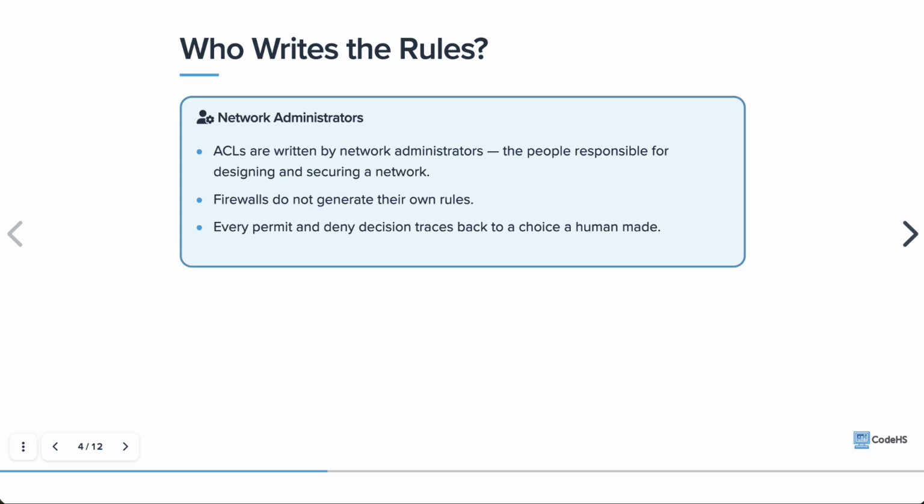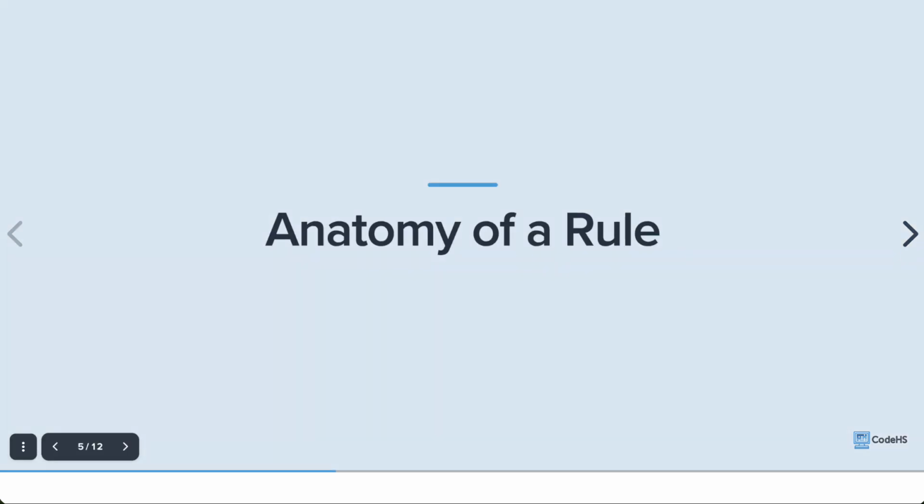Getting that balance right is harder than it sounds. When a security breach involves a firewall, it usually isn't that the firewall broke. It's that the ACL had a gap or a misconfiguration. Understanding ACLs is understanding where that human decision-making happens. Now let's look at the anatomy of a single ACL rule and what it is actually made of.